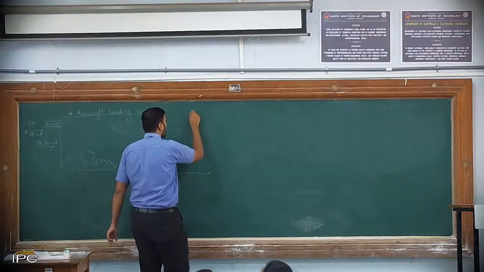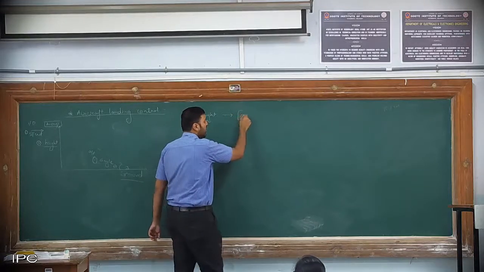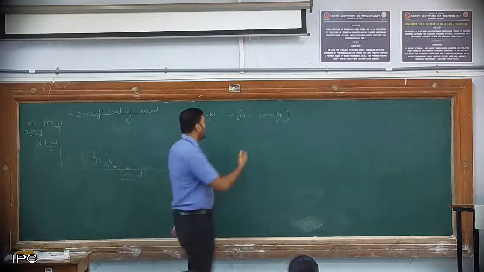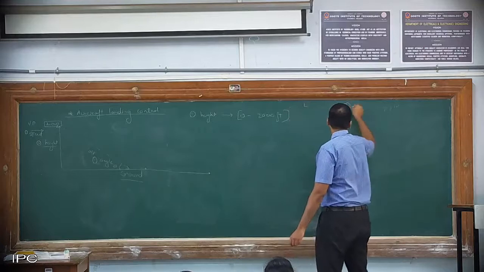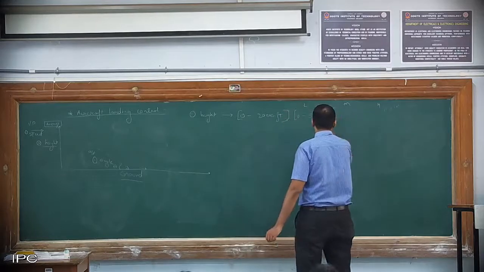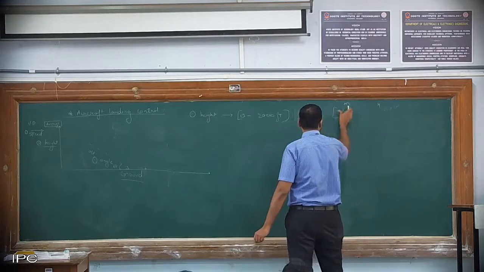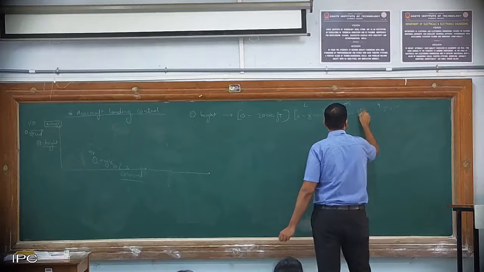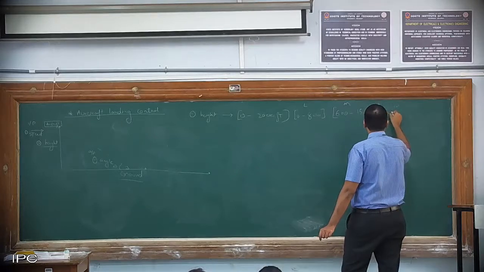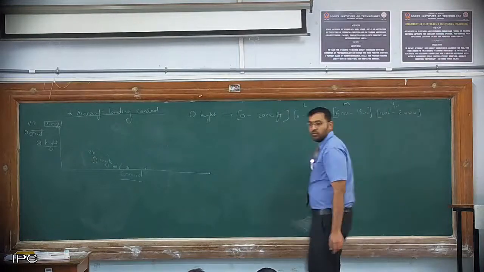So our input 1 is height. What should be the height? 0 to 2000 feet. Clear? How will we categorize? Low, medium and high. Let us say low is between 0 to 600, medium 400 to 800, and so on, then 600 to 1500, and high 1200 to 2000.